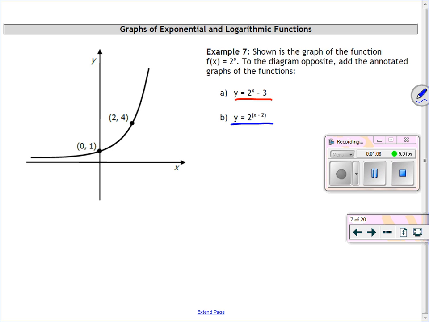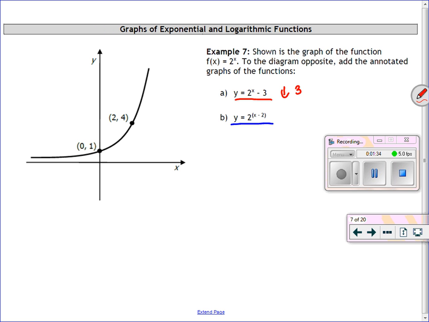Now, the important thing to realise here is, if this is a graph of y equals 2 to the power x, if I then want to sketch the graph of y is equal to 2 to the power x, take away 3, well, that's just a value outside the bracket, there's no bracket there, so it's going to affect the y values, and this is just going to move the graph down 3 places.